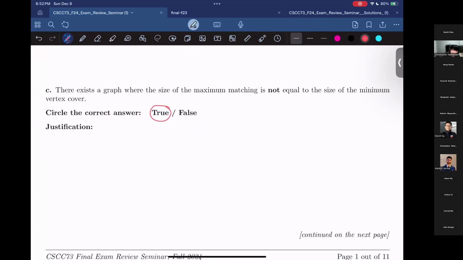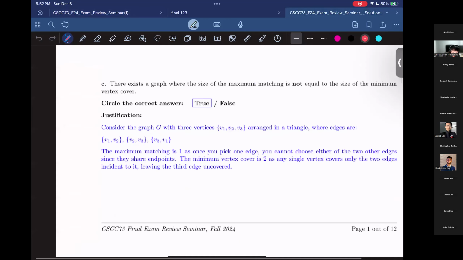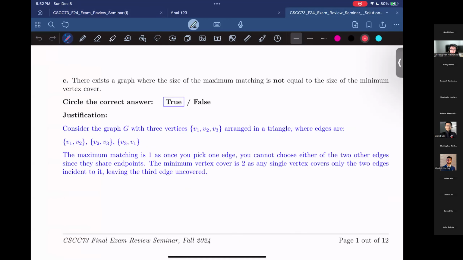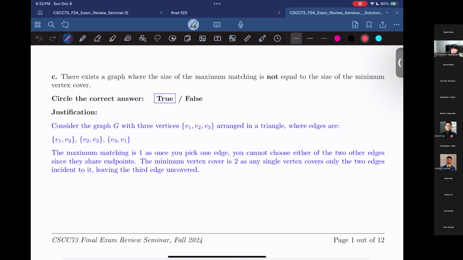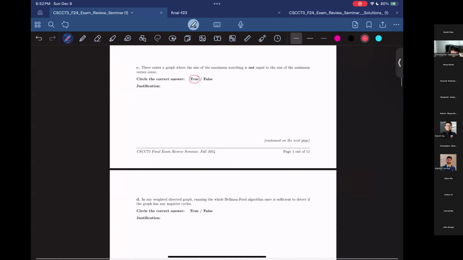Non-bipartite, exactly. If we give a very simple example of a triangle, like 3 vertices, it's easy to see that the max matching is 1 as soon as you pick one edge, since you can choose either of the 2 other edges, they share endpoints. But the min vertex cover is 2, because a single vertex can only cover at most 2 edges, leaving the third edge uncovered. So you would need 2 vertices to become a vertex cover. Okay, we move on.